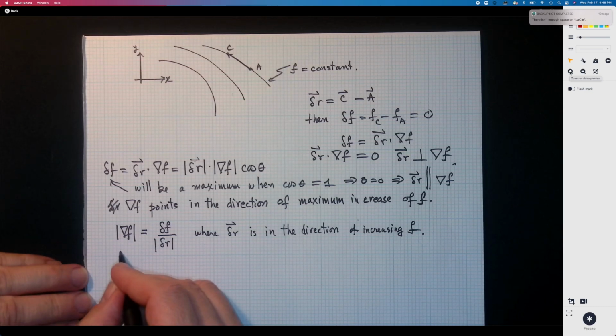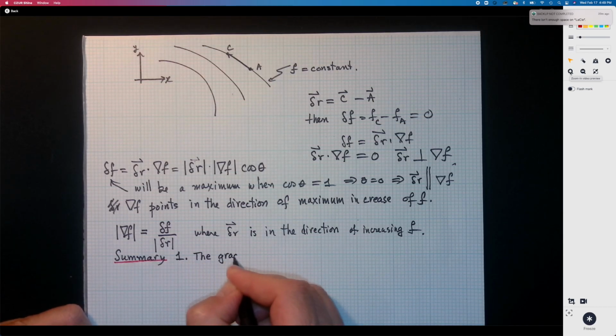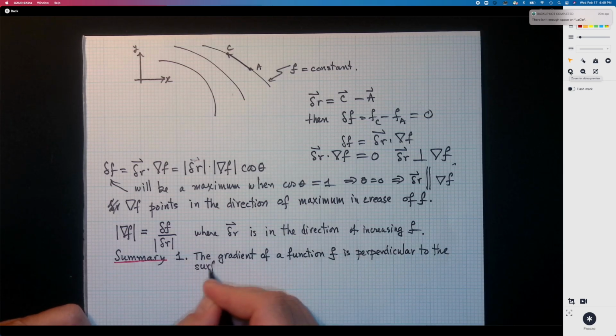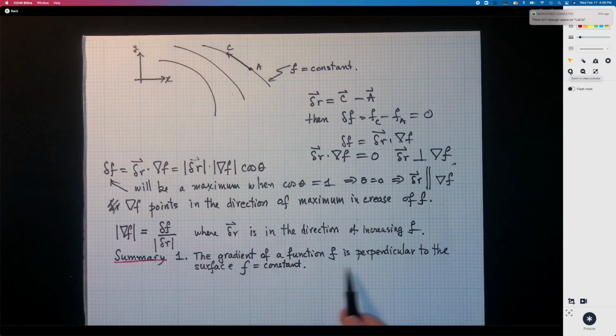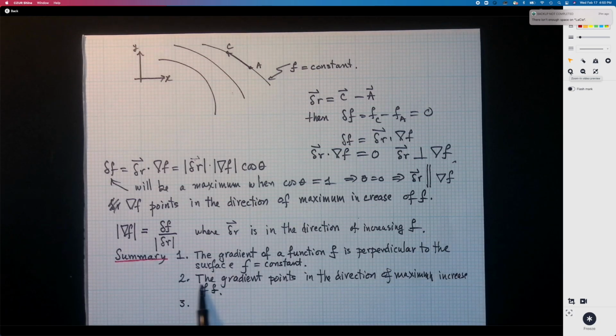So I think now we're ready to summarize the main results. 1. The gradient of f is perpendicular to a surface f equals a constant. In 3D, f is constant will be a surface. In 2D, f is a constant will be a contour. 2. The gradient points in the direction of maximum increase of f. And 3.